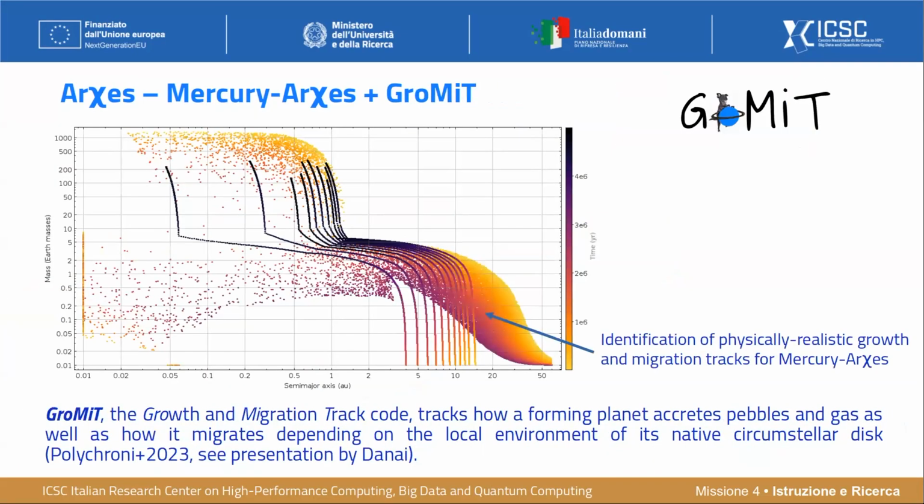Another code that I will tell you more about later today is Gromit, which is a pebble accretion code that also accounts for migration. And we're using this to calibrate the growth and migration tracks of Mercury-Arxes. So yes, they are parametric, but we link them to the disk environment and the conditions of the pebble transport we want to consider, in order to have realistic migration and growth tracks instead of just arbitrary ones.